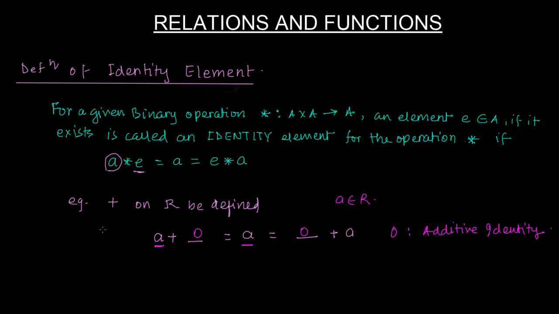Additive identity. It is not a subtractive identity. Why? Because a minus 0 is a, but 0 minus a is not equal to a, so it is not a subtractive identity. Do we get the point?